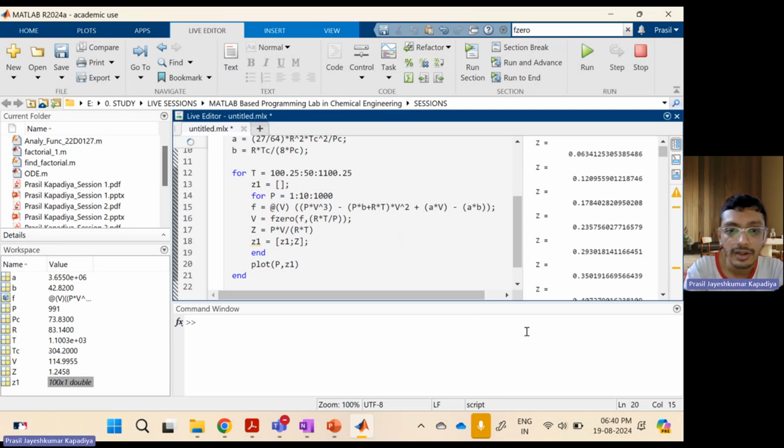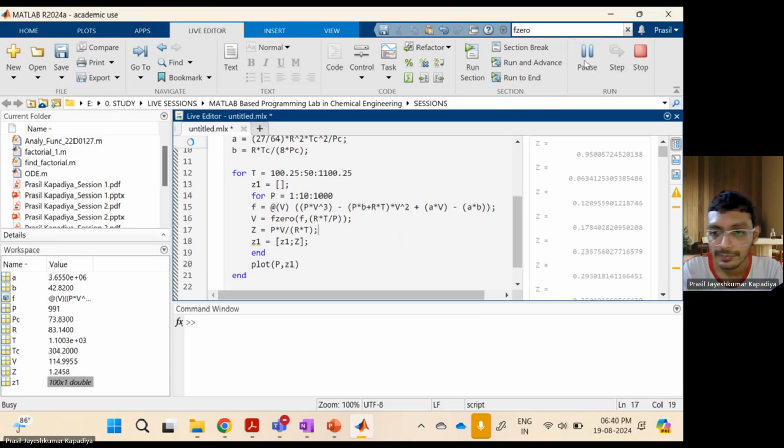Okay, let's do one thing. Let me keep one semicolon here because I really don't need the value of Z at each point. So we'll put one semicolon and I will run it. Let's just wait.